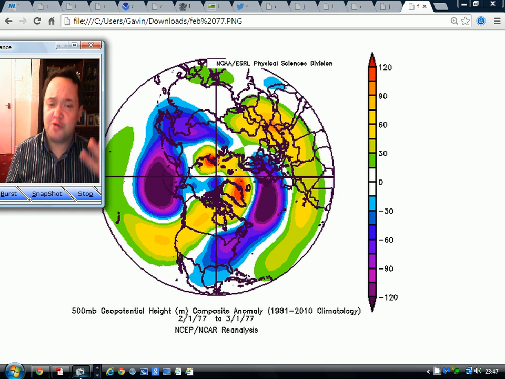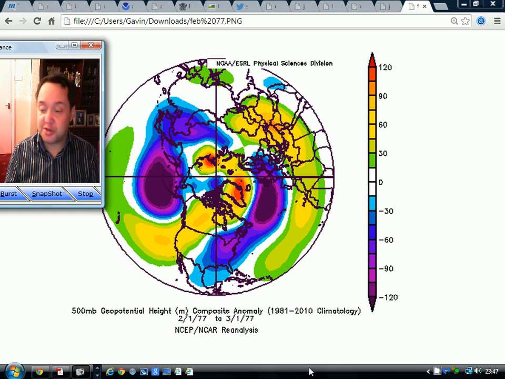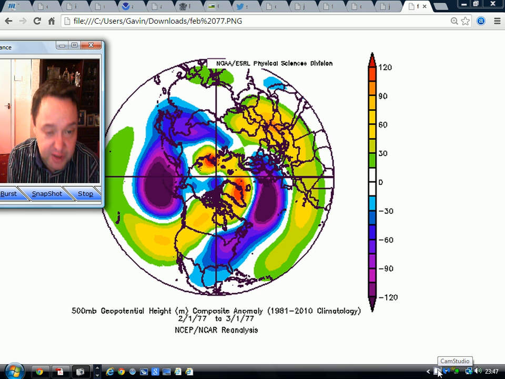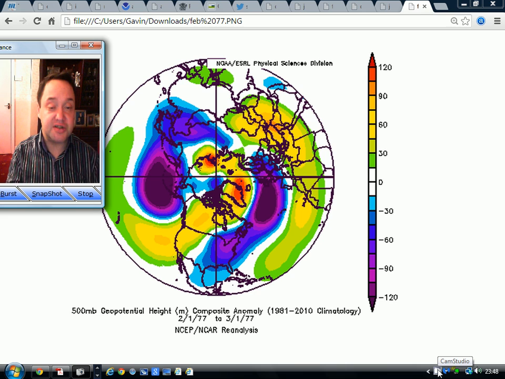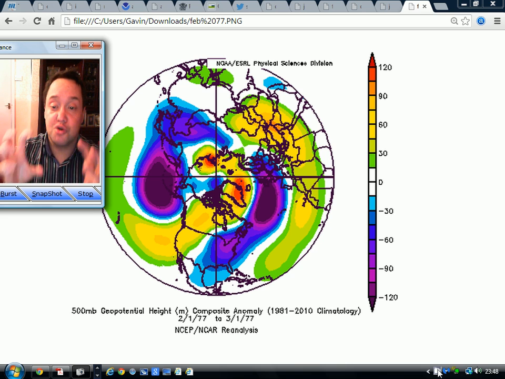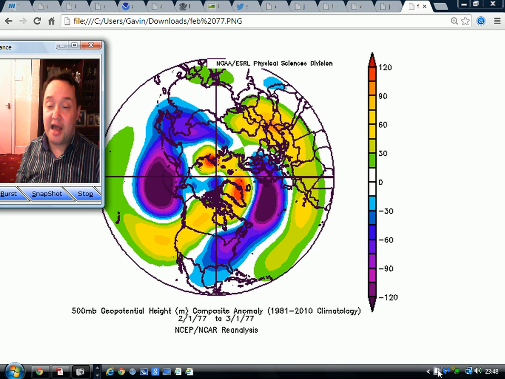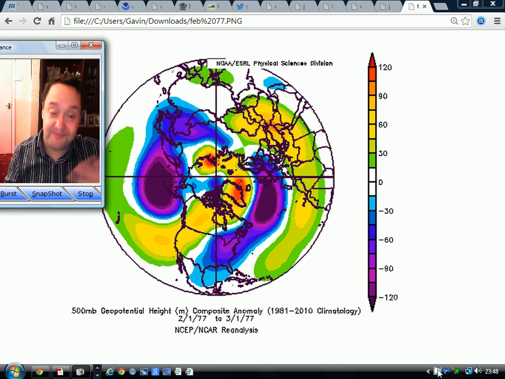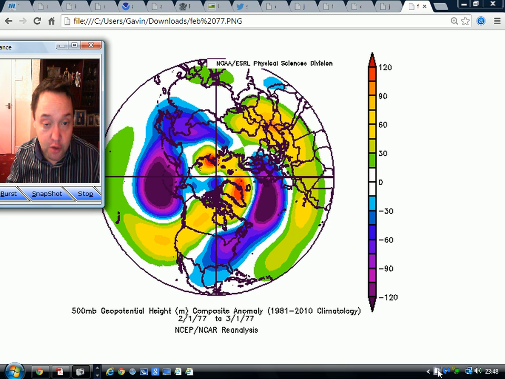Now, the interesting factor with the winter of 76-77 was that not only was it a reasonably good match for where we are with ENSO, with El Niño, and where we are with the QBO, it also had a very, very rapid build-up of snow cover across Russia and Siberia. So that's a bit of a match with what we've been seeing this year too.